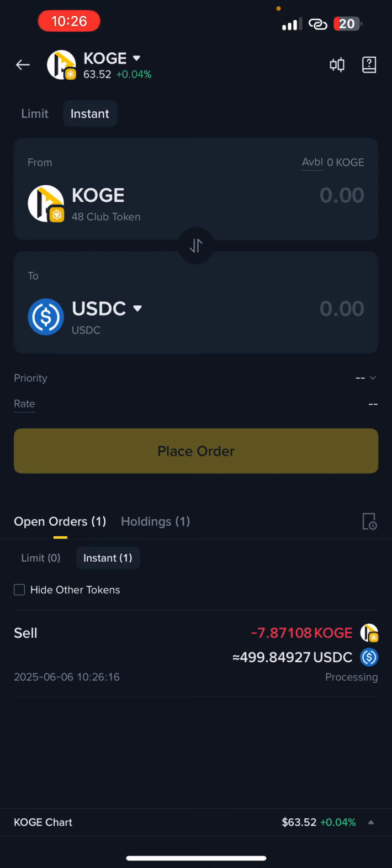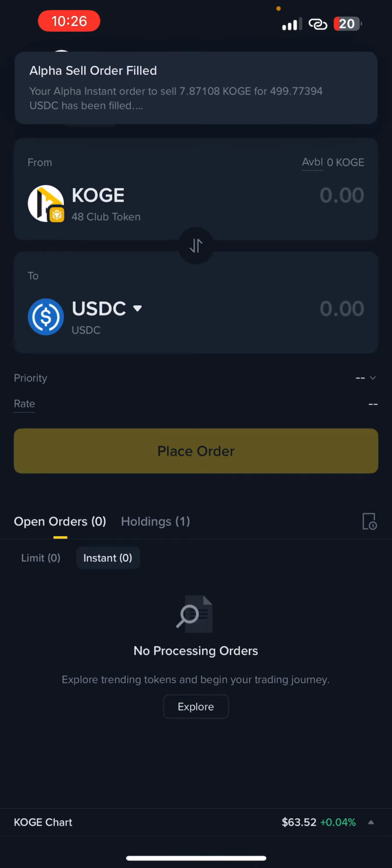Remember, every $2 you trade gives you 1 point. So even with $2, you can do your stuff. But I'll advise getting a minimum of around $5, $10, and get on this program.